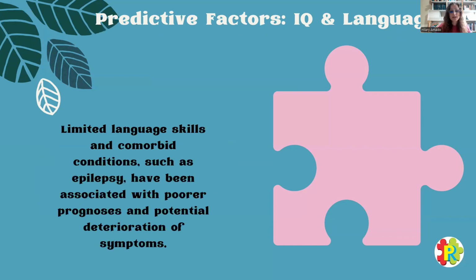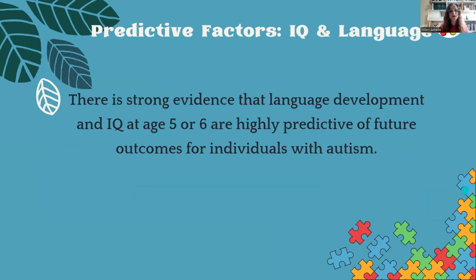Limited language skills and comorbid conditions such as epilepsy have been associated with poor prognoses and the potential deterioration of symptoms. There is strong evidence that language development and IQ at age 5 or 6 are highly predictive of future outcomes for children with autism. And this has been confirmed by studies by Howland and Moss, Howland et al., and Levi and Perry.